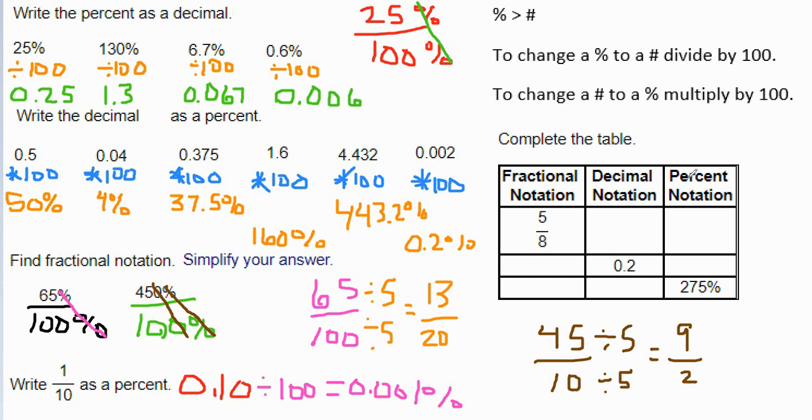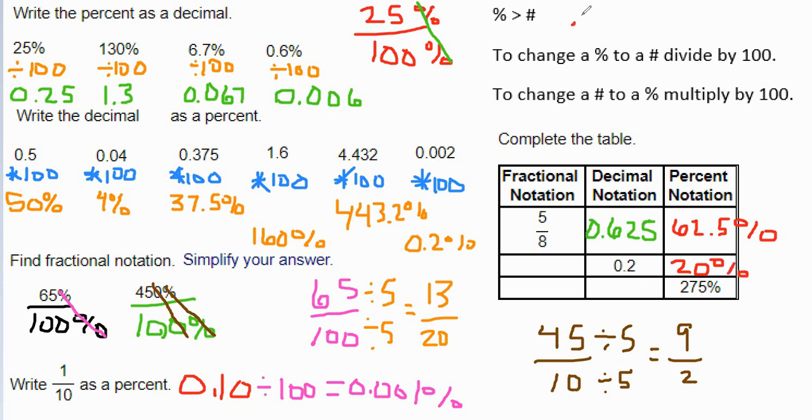And for this last question, I'm going to fill this table in. So 5/8, if you use your calculator, we divide, that's going to give us 0.625. And to change a number to a percent, we multiply by 100. So 0.625 times 100 would give us 62.5%. Notice how the percent looks bigger than the decimal. For the one below it, we got 0.2. Multiply that by 100, and we have 20%.